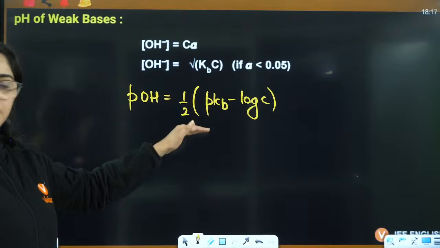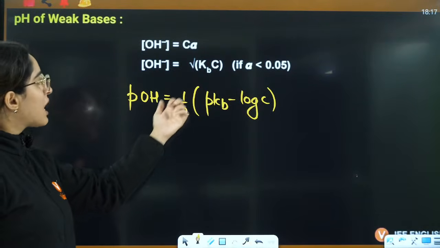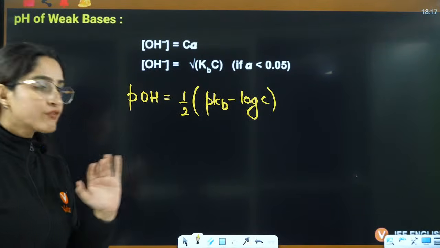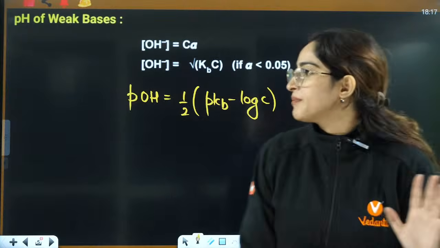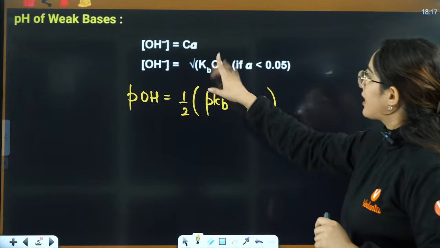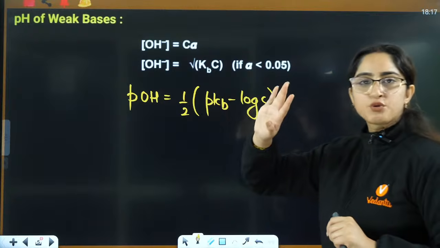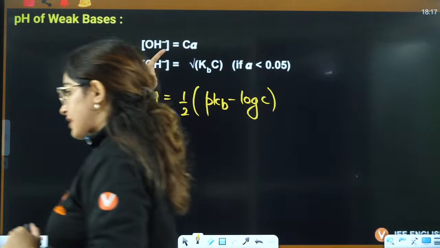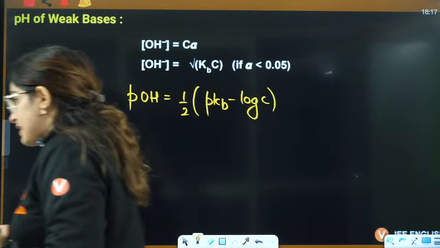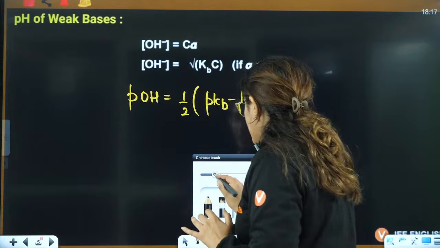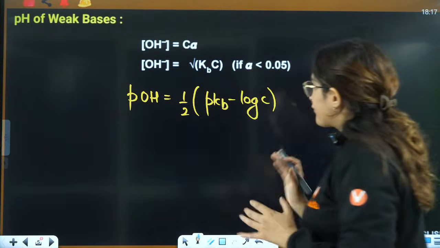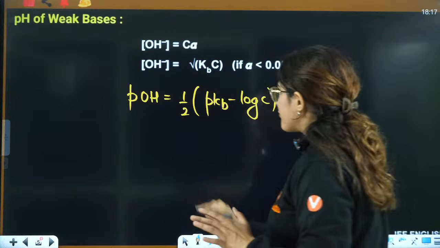Similarly, just replace H with OH and Ka with Kb. Everything else is going to remain the same because this particular thing is the same. OH negative is equal to under root of Kb into C. If this is the same, that is also the same, right? Okay. Now, if you see this, you understood why it is the same.